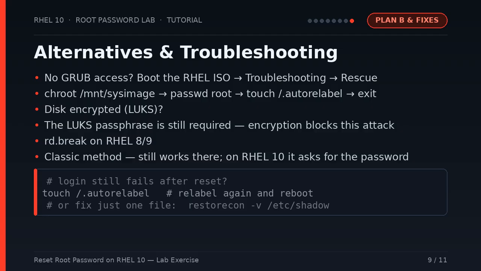If login still fails after the reset, the usual cause is a missing relabel. Boot into recovery again, run touch /.autorelabel, and reboot. Or fix just the one file with restorecon -v /etc/shadow. That is faster than a full relabel.